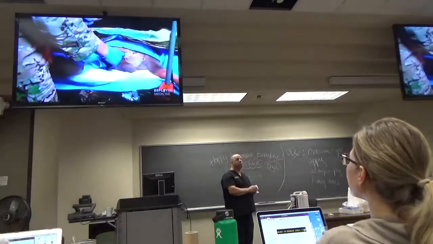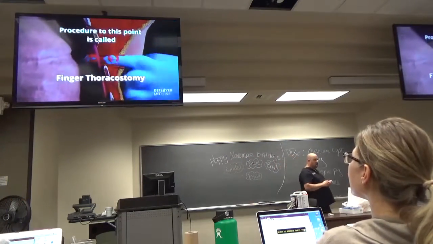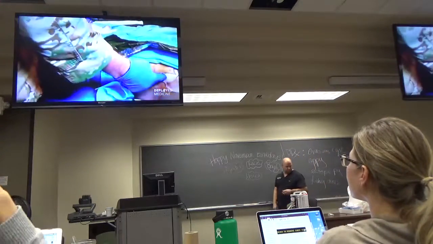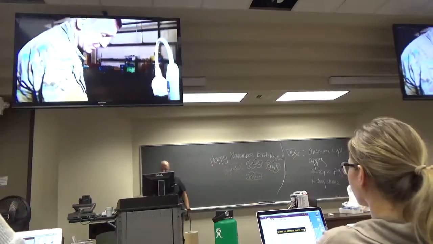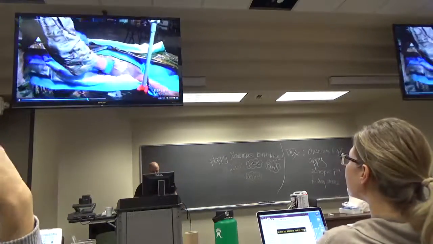Okay, and this would be called, if I were just to do this by itself, a finger thoracostomy. So if I have someone who may have significant trouble breathing and I'm not getting that relief with those aortic compressions, this may be a step that is appropriate. But here we're going to move forward with our chest tube by finger.